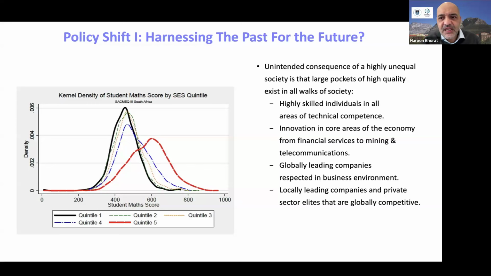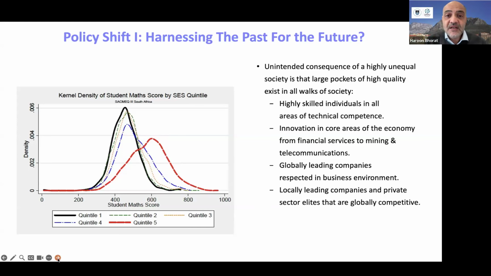So what do I mean? There's technical competence in all areas. There are retired engineers that could fix Transnet. There are individuals in every sector of the economy that the state could be looking to. So the first thing to think about is that you've got a highly unequal society, yes, but a manifestation of that is these pockets of quality that can be leveraged and should be leveraged.